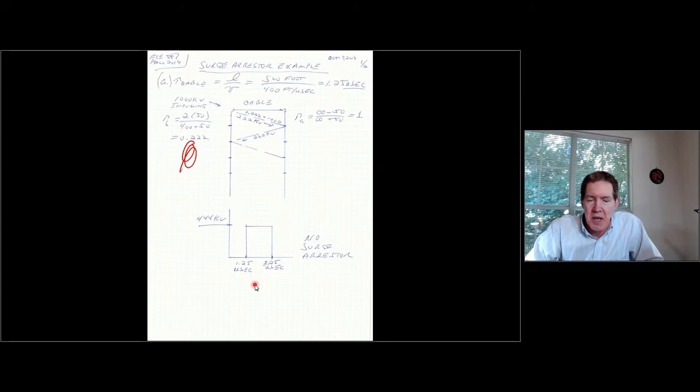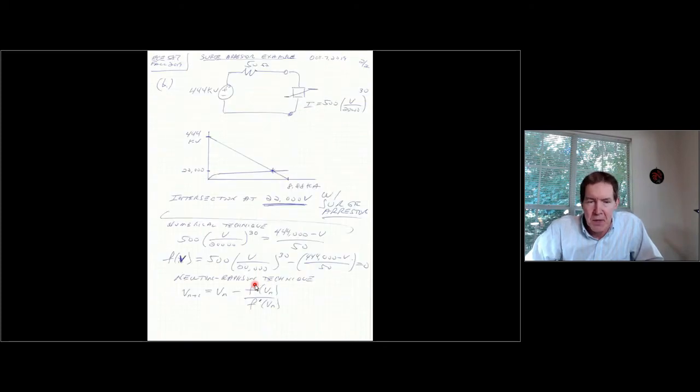So how do we go ahead and work this particular problem? Well, the equivalent circuit is what's seen by the surge arrestor, given that the open circuit is not going to play a role in the analysis.